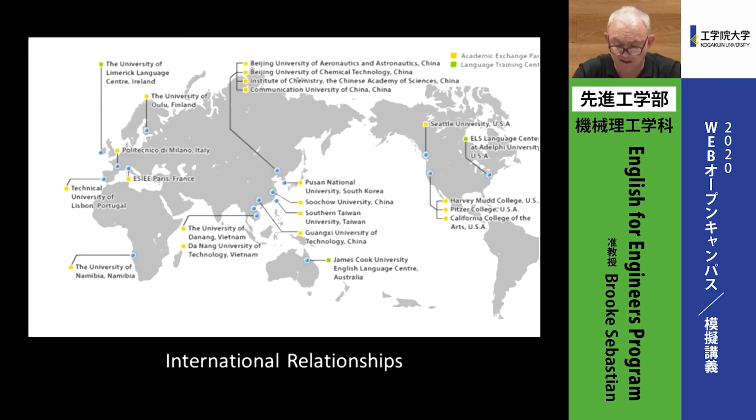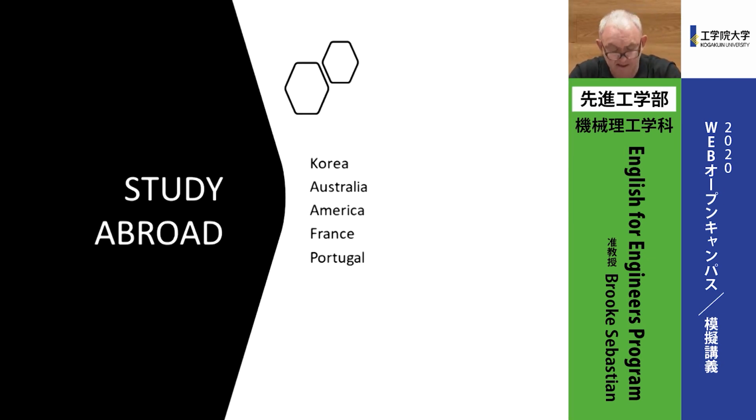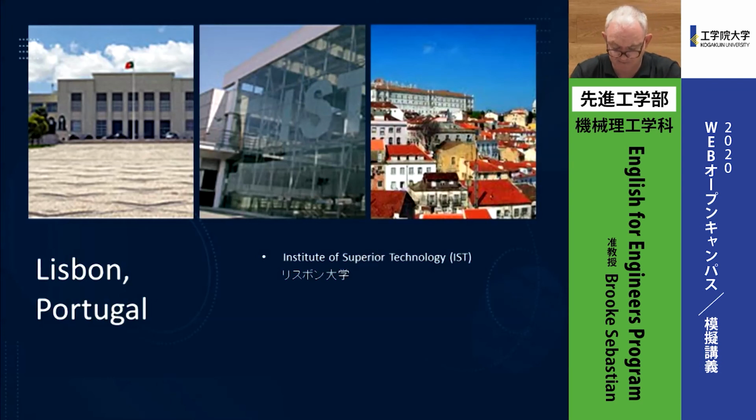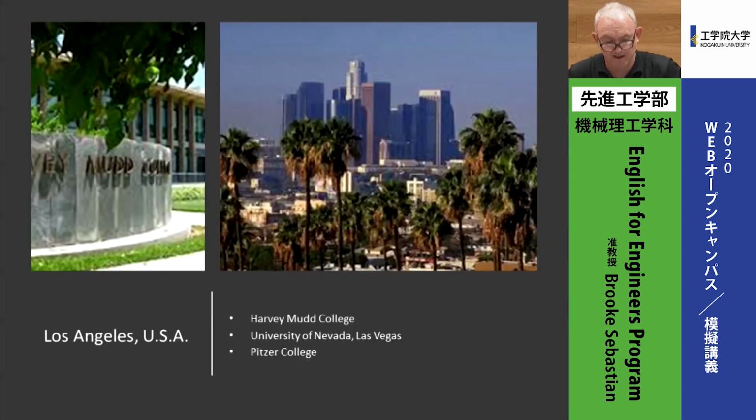Our university has a large network of international relationships around the world. Our department has study abroad agreements with a range of universities in different countries, including Korea, Australia, America, France, and Portugal. Our focus recently has been on Europe and the United States, mainly Portugal in Europe, with the very fine Institute of Superior Technology, and in Los Angeles and Las Vegas in the United States. Harvey Mudd College, for example, is the top-ranked engineering college in America.